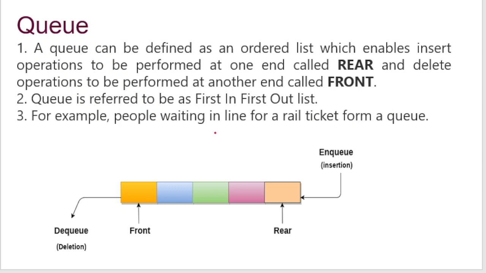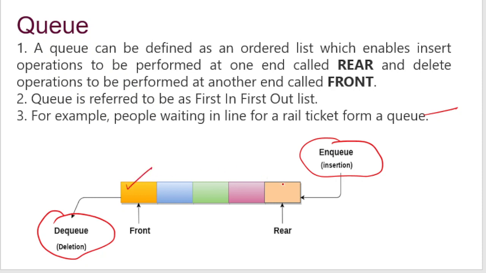Example is people waiting in a line for a rail ticket. It forms a queue. Generally we say, if we see there is a mob somewhere outside, please be in a queue. So that comes from this only. Here the deletion operation is called dequeue and the insertion operation is called enqueue, and this is the front end and this is the rear end. From the rear end we are inserting and from the front end we are deleting.